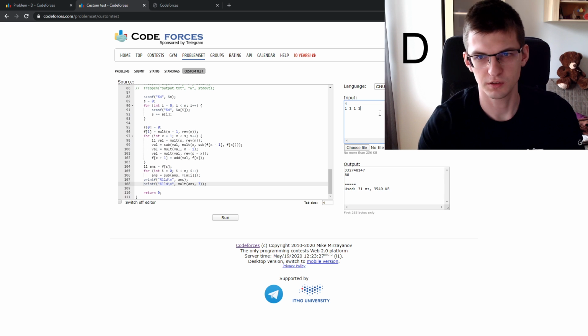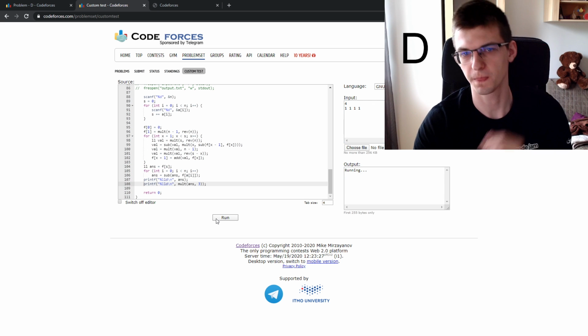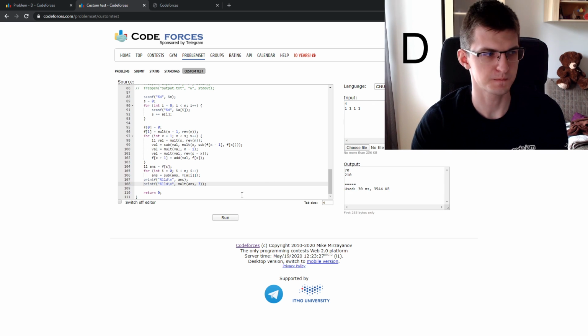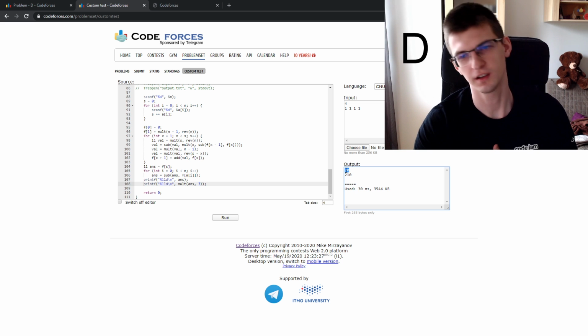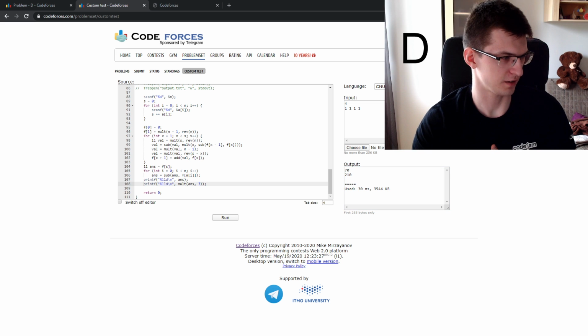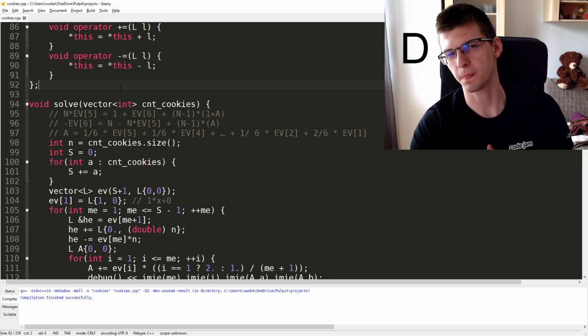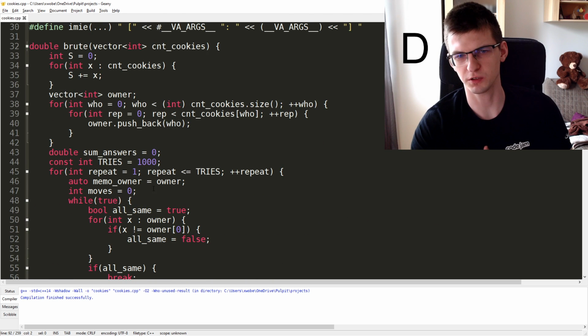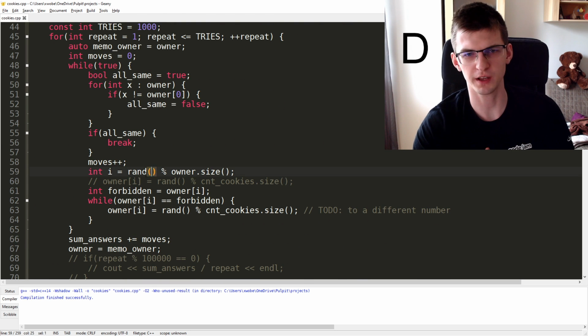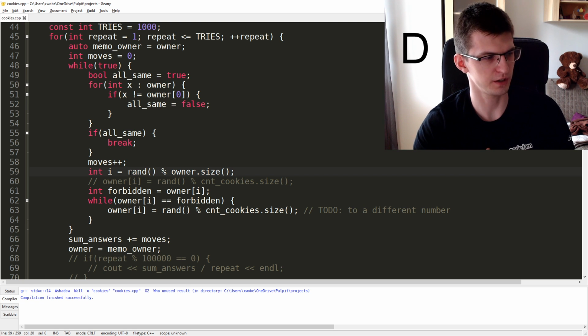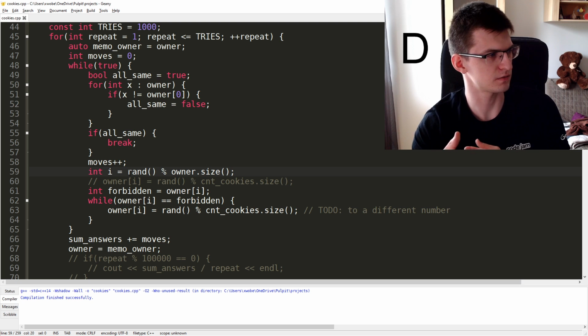What if we do that? It is 70. Okay. What's the reason for that? Maybe with taking value modulo 4, maybe rand is not precise enough. And value modulo 4 has some cycle.